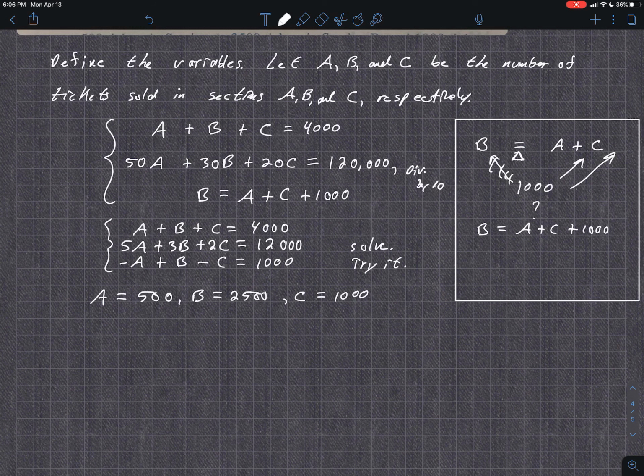And how could you check that? You can check that by adding them up. The total should be what? Total should be 4,000. Right, so you can check that pretty easily, and it looks like it works. And you can check each equation to make sure it's working out nicely.